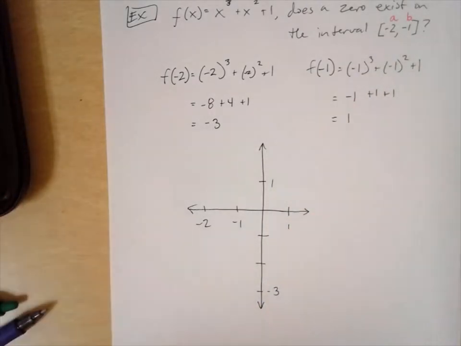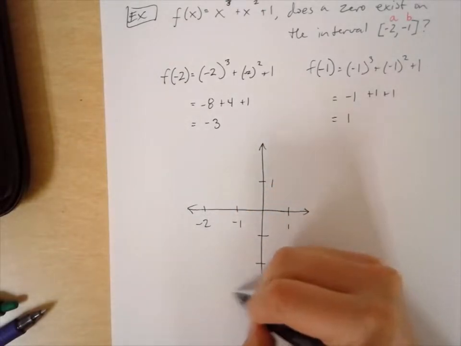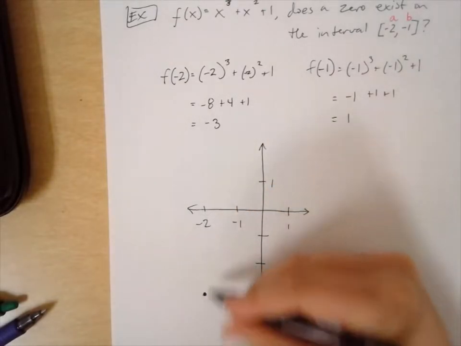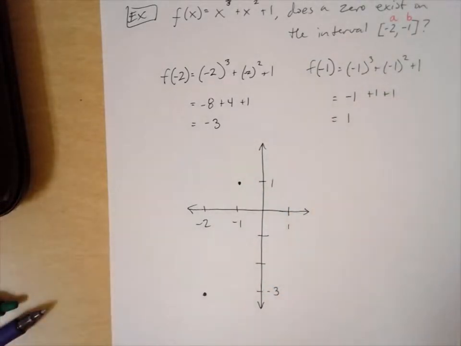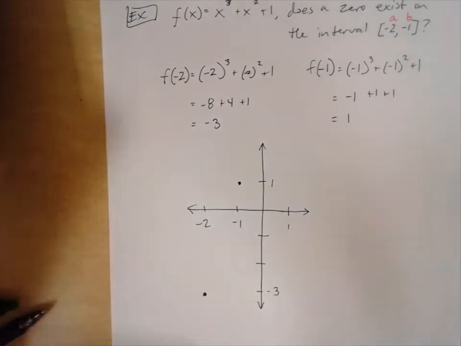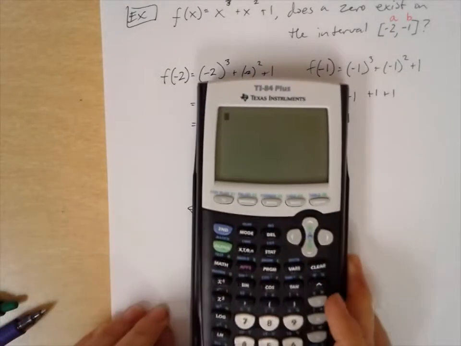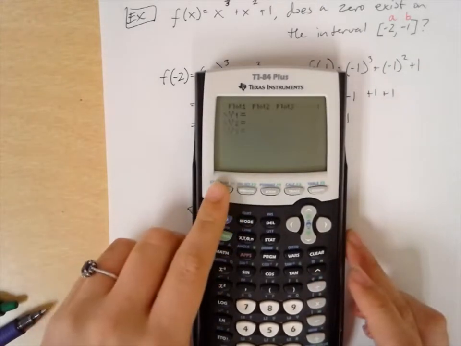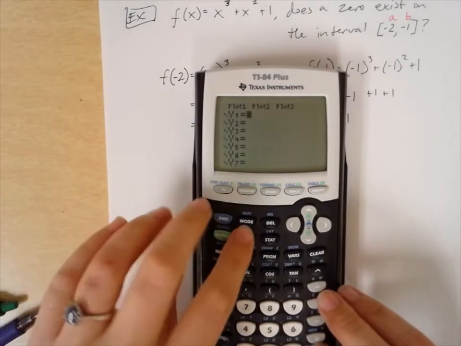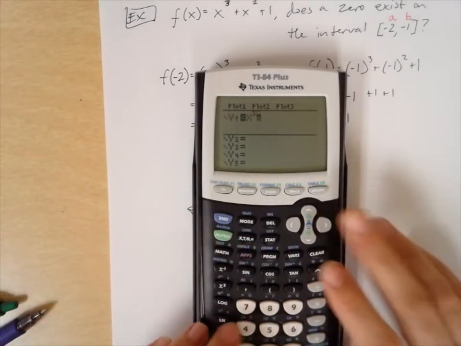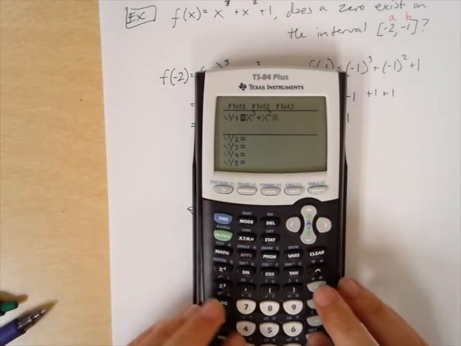All right, here's a few things we already know. We already know there's a point (-2, -3). We already know there's a point (-1, 1). Whoa, how cool. And actually, what we can do to help ourselves with the rest of the graph is we can take a look at our calculator, and we can put that in there. So we can do y equals x cubed plus x squared plus 1.